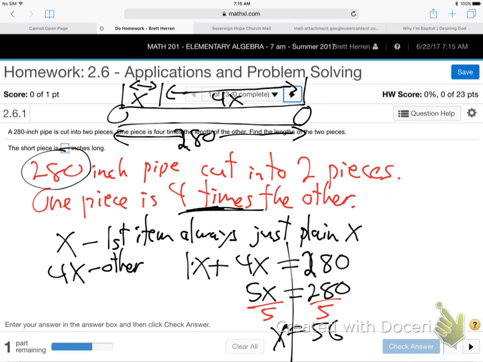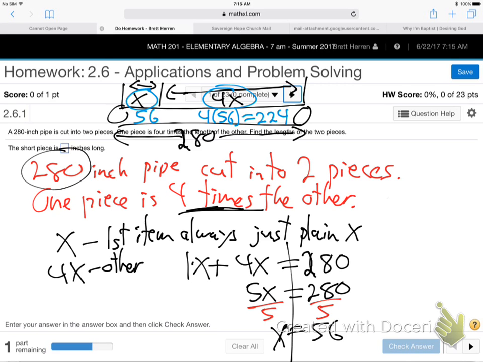Now, they're going to ask us for the shorter piece and the longer piece. So we're all good so far? We got x is 56. So they're going to want us to find the shorter and the longer. How do we do that? Well, one of them is just x. That's the shorter. The other is 4x, isn't it? So one of them is x, that's going to be 56. The other is 4 times 56. What is that, 224? Those are our two pieces.